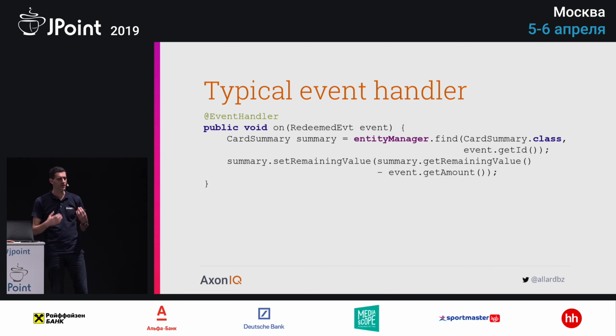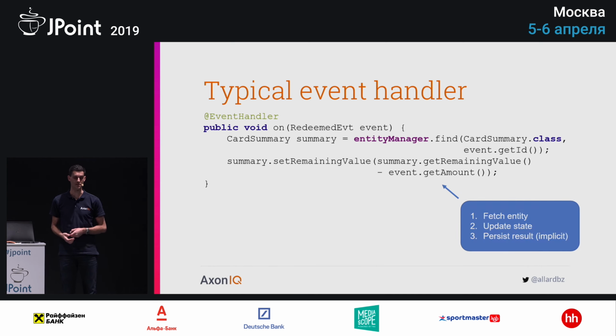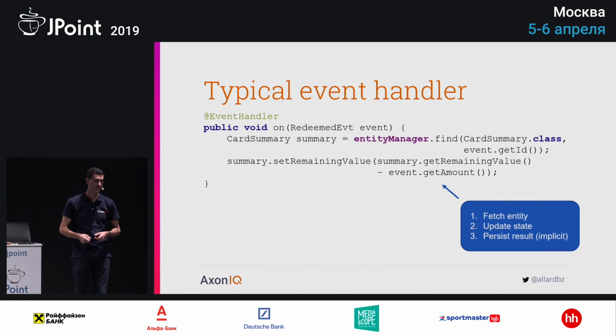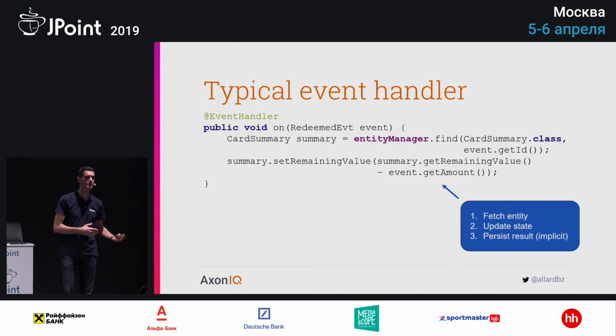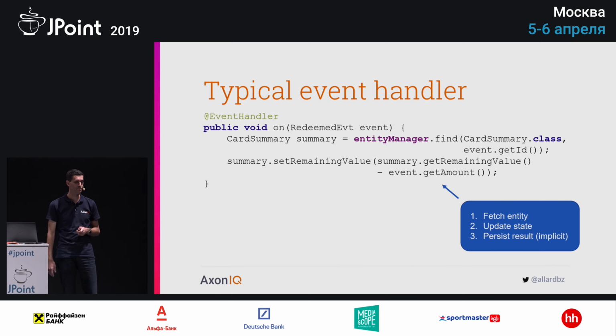And why is that? That's because of the typical event handler that people write, and this is very convenient because it's easy and everybody understands it. When an event comes in, you basically do three things. You fetch the current state of an entity with JPA, because that's easy. You update the state, that's also easy, just call a setter. And you persist the results. Now the persisting is very often implicit, but it still happens, right?